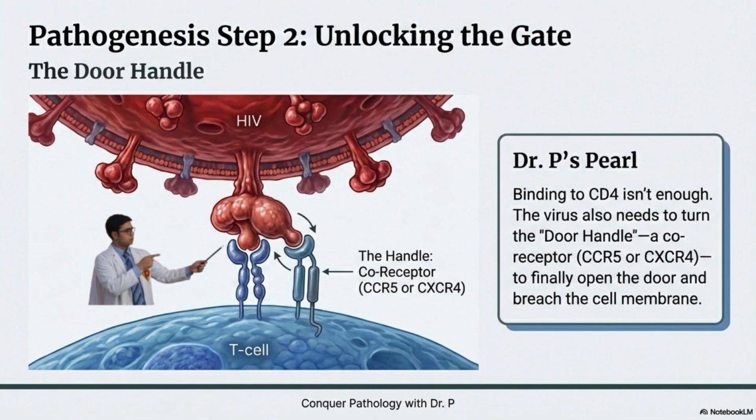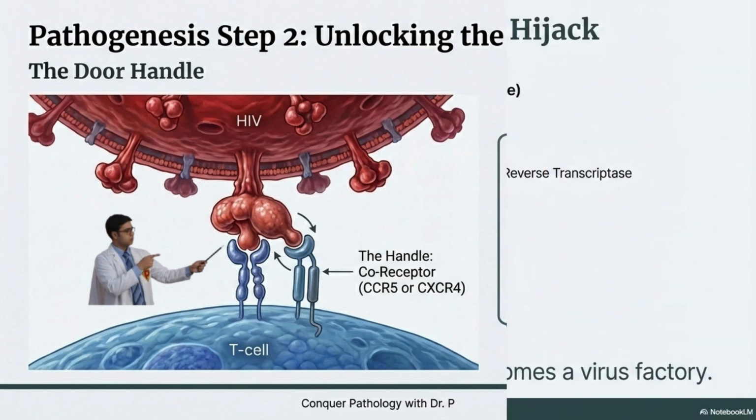Pathogenesis step 2, unlocking the gate. After GP120 binds, it needs a helper to open the door. It needs a co-receptor. These are CCR5 or CXCR4. Some people lack the CCR5 receptor naturally. They are immune to HIV. Why? Because the virus has the key but no door handle. So these CCR5 or CXCR4 are door handles. Once inside, the virus takes over.